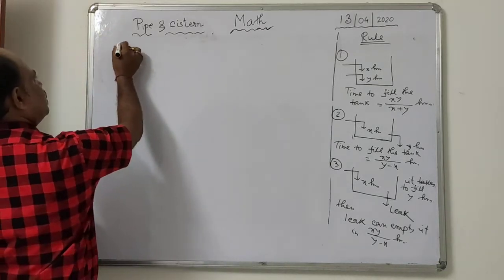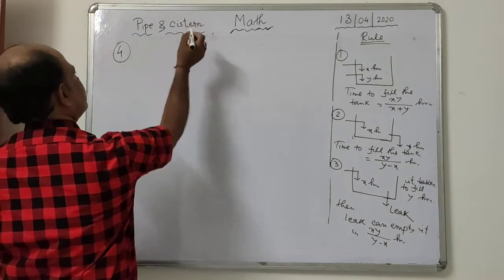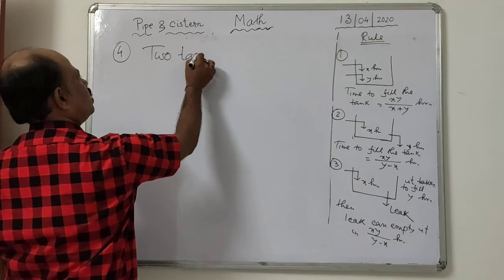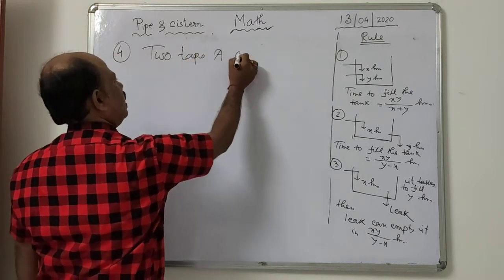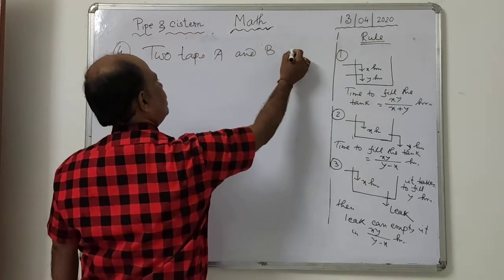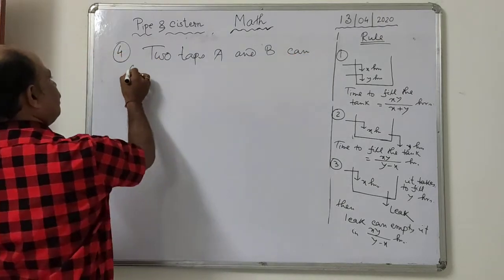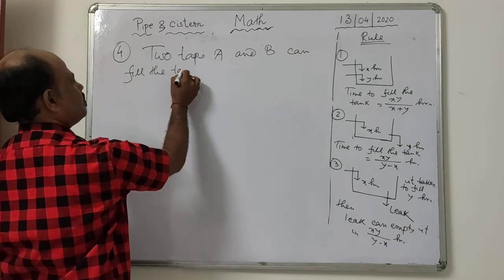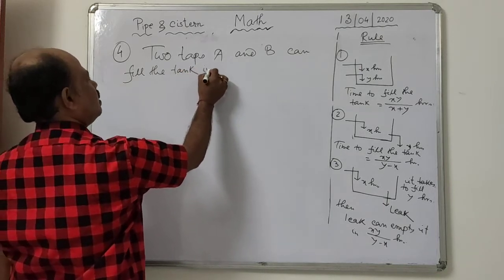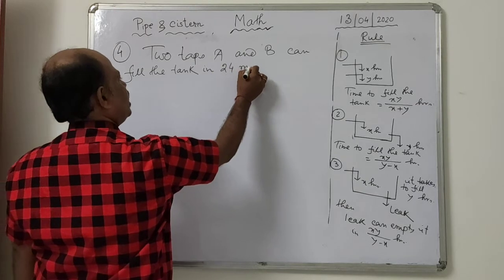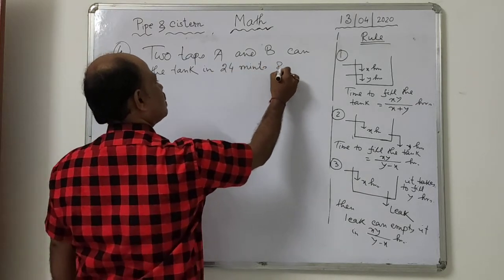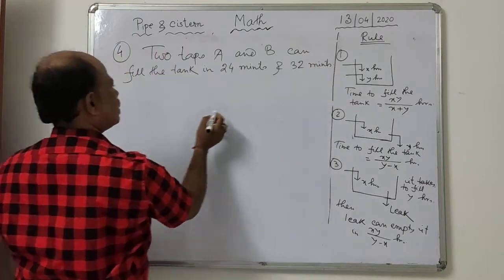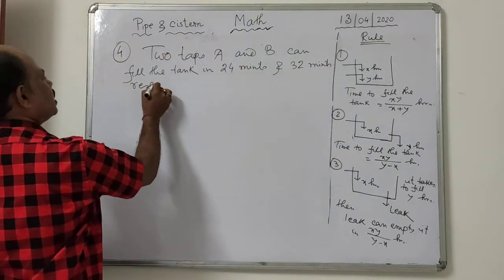Okay, look at the board for question number 4. What is the question? Two taps A and B can fill the tank in 24 minutes and 32 minutes respectively.